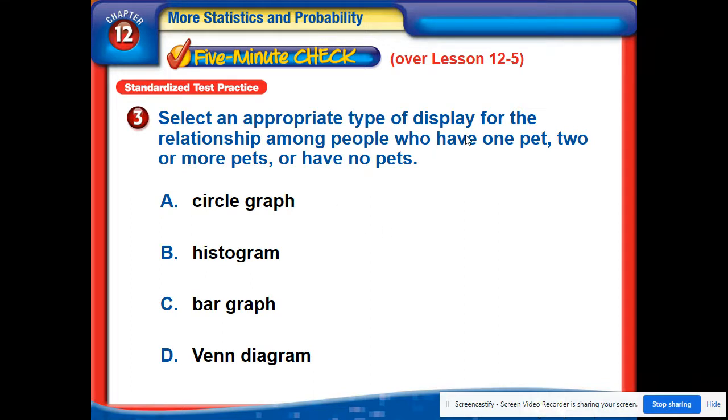Select the display for the relationship among people who have one pet, two pets, or no pets. So there's no crossing over because they either have one pet, two or more, or no pets. So there's no crossover, so we don't want that. So either of these three probably are okay. If you're just looking at the one type, seeing the different percentages would be a lot easier. But if you had said either of these, I would have been okay with them.